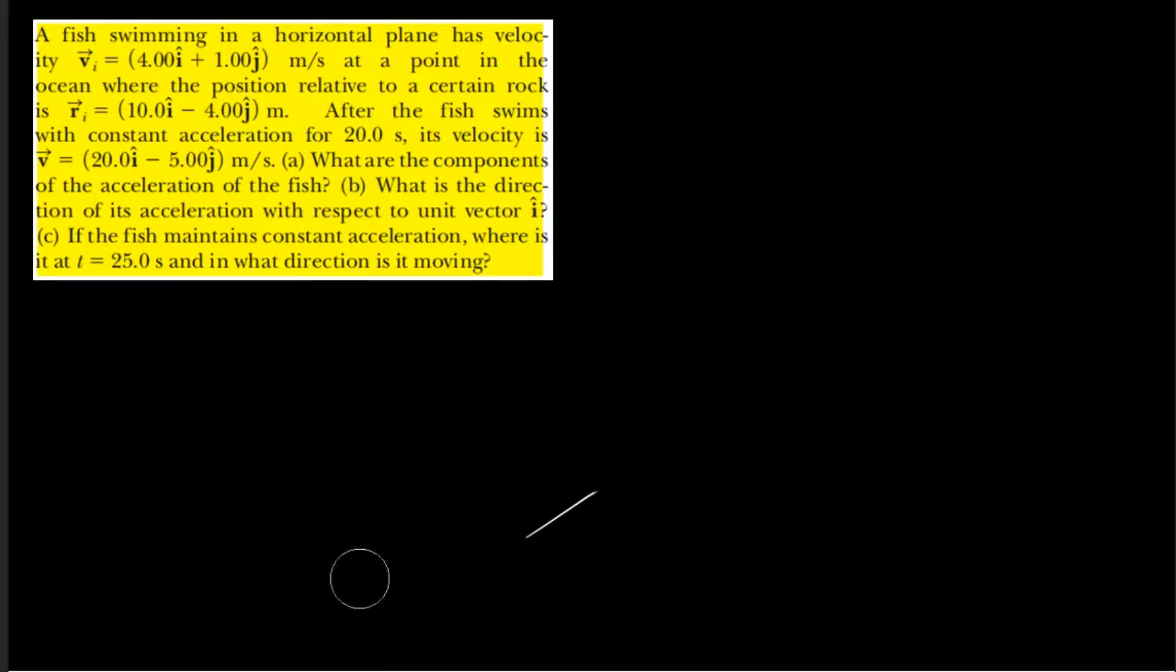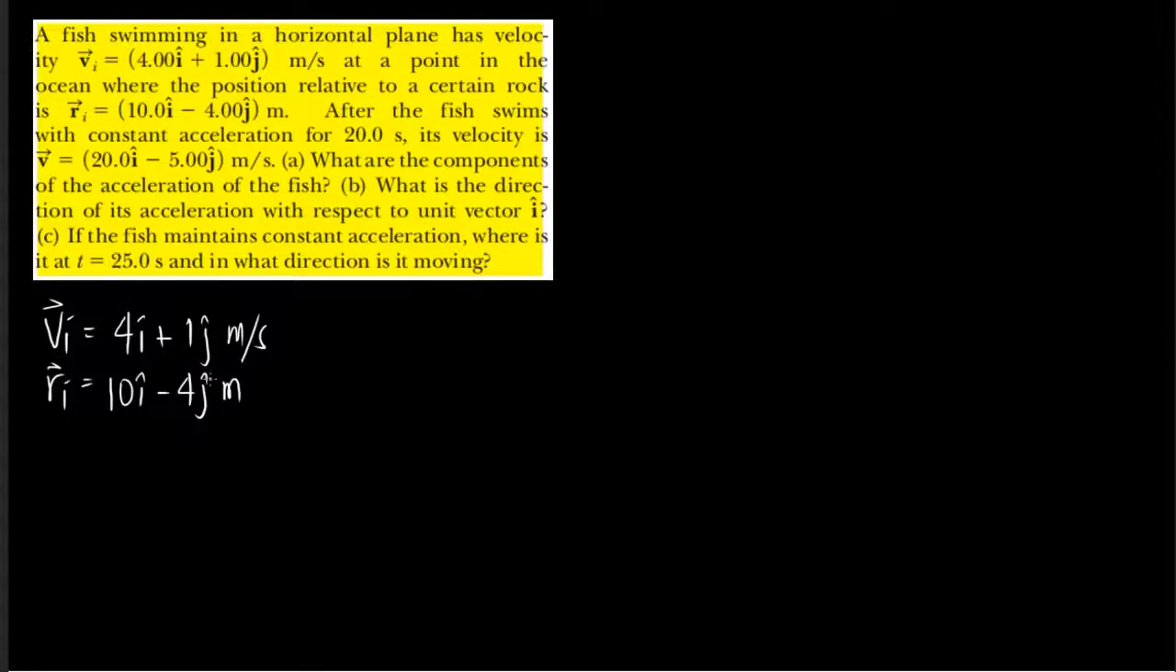The world works in a weird way. Okay. So, our vi is already a vector given by 4i plus 1j meters per second at a point in the ocean where ri, the initial displacement, is 10i minus 4j meters. After the fish swims with constant acceleration for time 20 seconds, finally its velocity vf is 20i minus 5j meters per second.